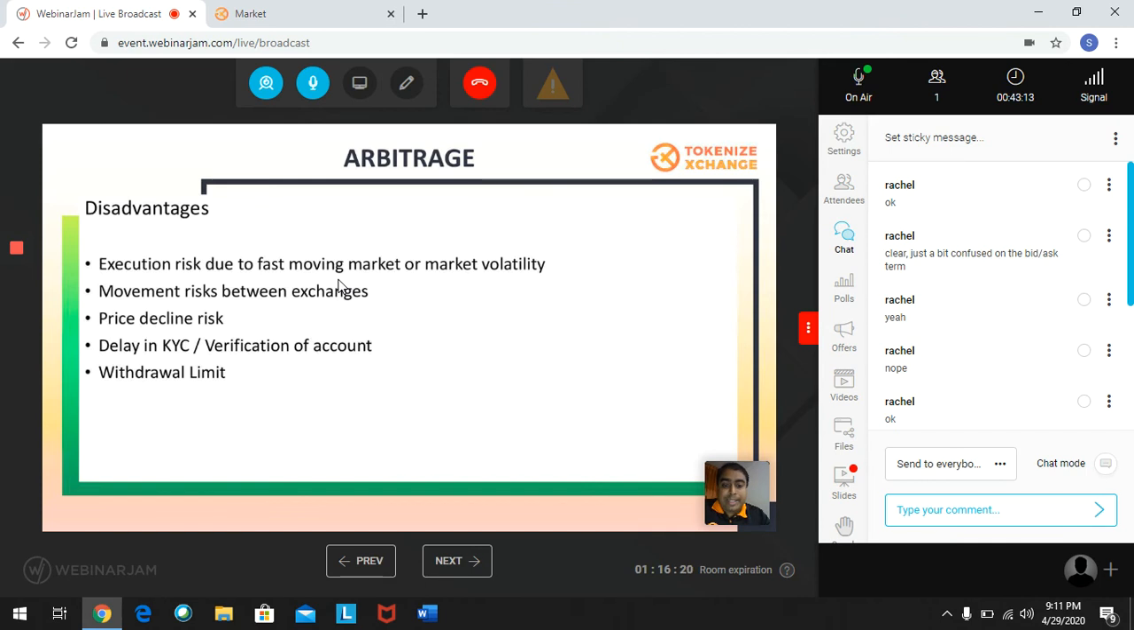And for example, as I said, that's your plan, and that's the time for you to register or have an account with platforms or exchanges. So a delay in KYC may happen as well. And withdrawal limit. I believe every exchange has its own withdrawal limit as well. So all these have to be checked first before deciding to do arbitrage.